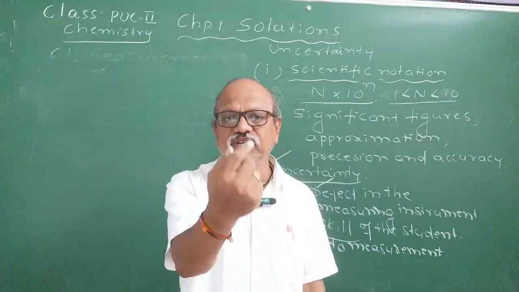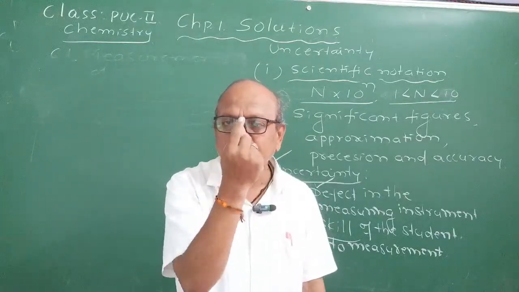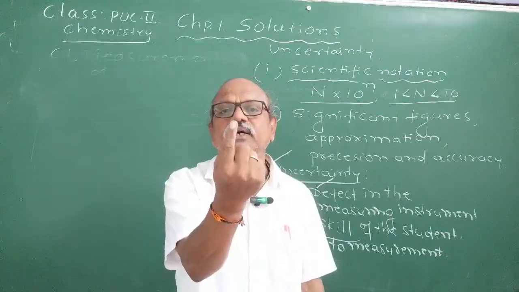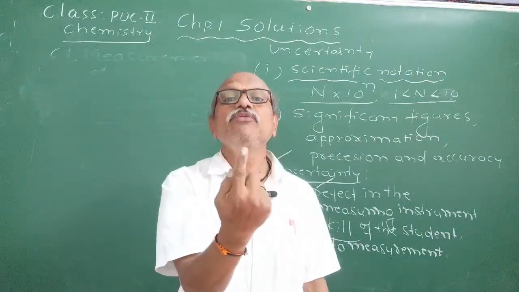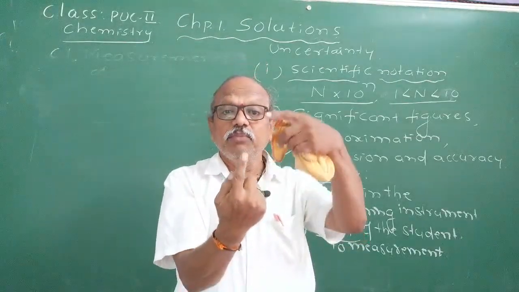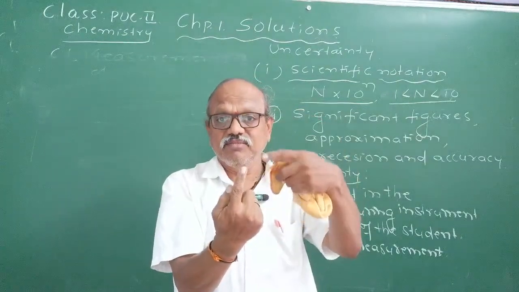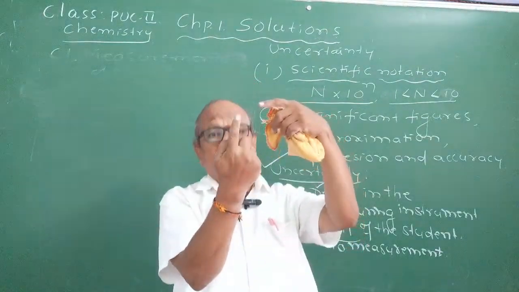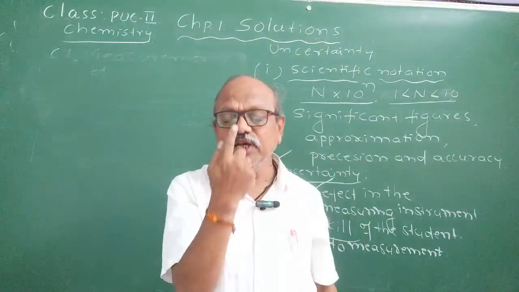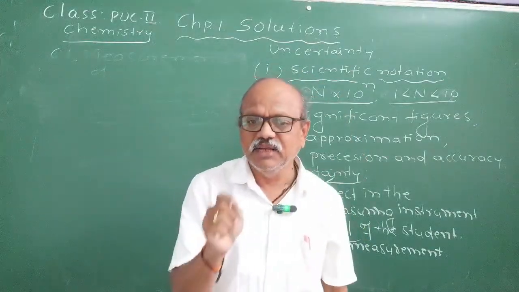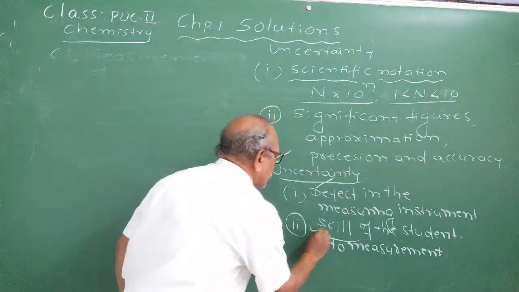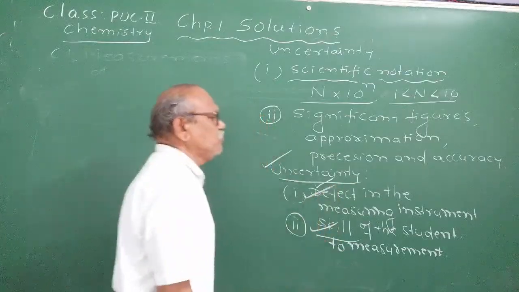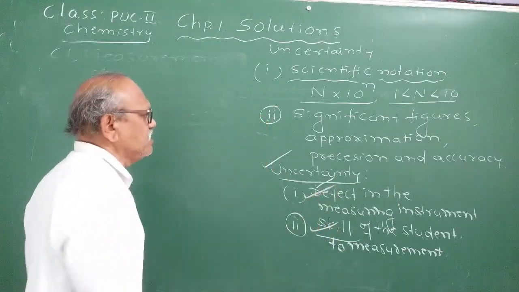Generally, whenever you measure, your eyes must be perfectly parallel to that particular burette. If you read it from above, it may show 1 millimeter less, or if you are below, it may show above. Therefore, this skill in the measurement is another factor. Because of these two factors, the values may be uncertain.